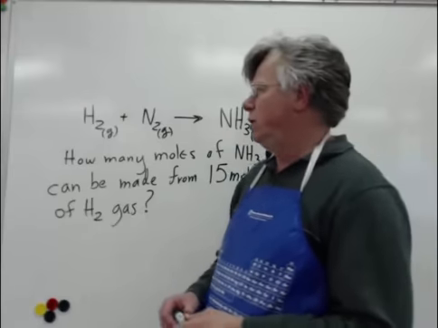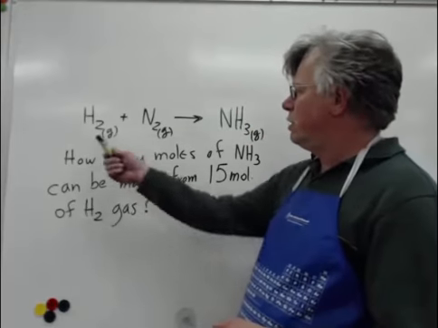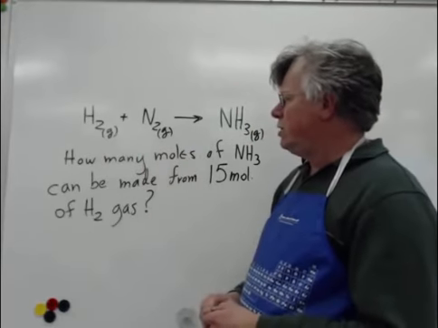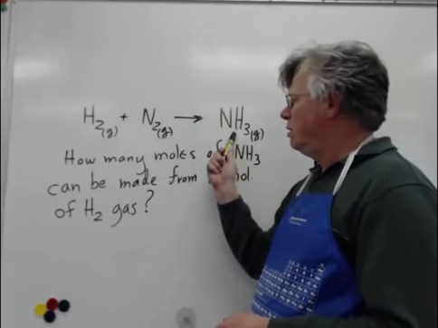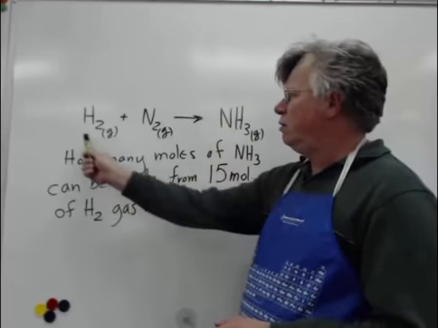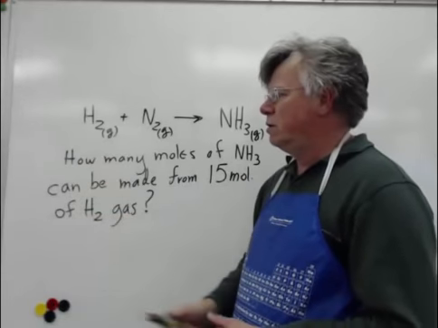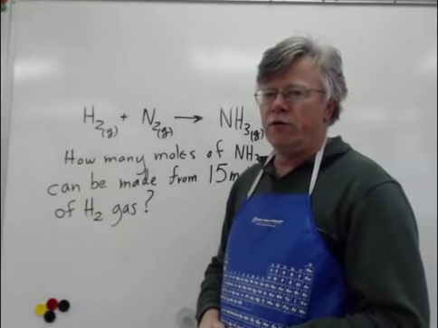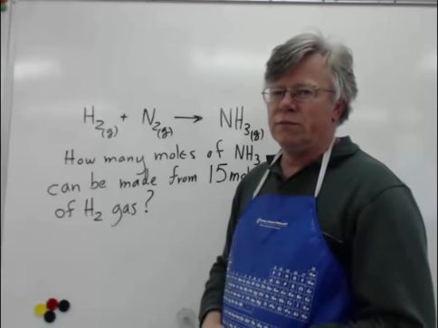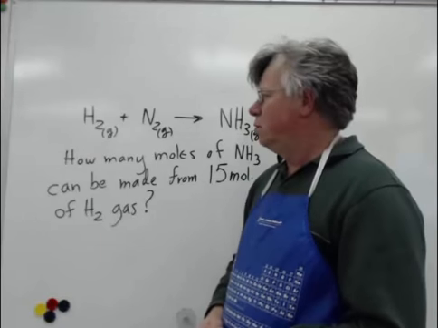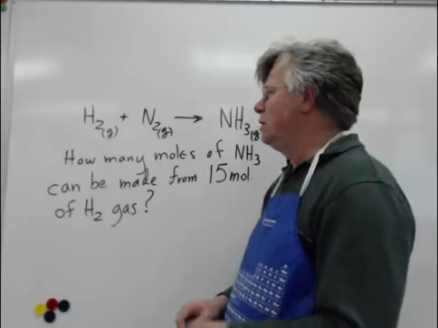Another problem. So I have a chemical equation here. The question is, how many moles of ammonia, NH3, can be made from 15 moles of hydrogen gas? Maybe you could pause the movie right now and solve that. Well, let's see if you got it right.